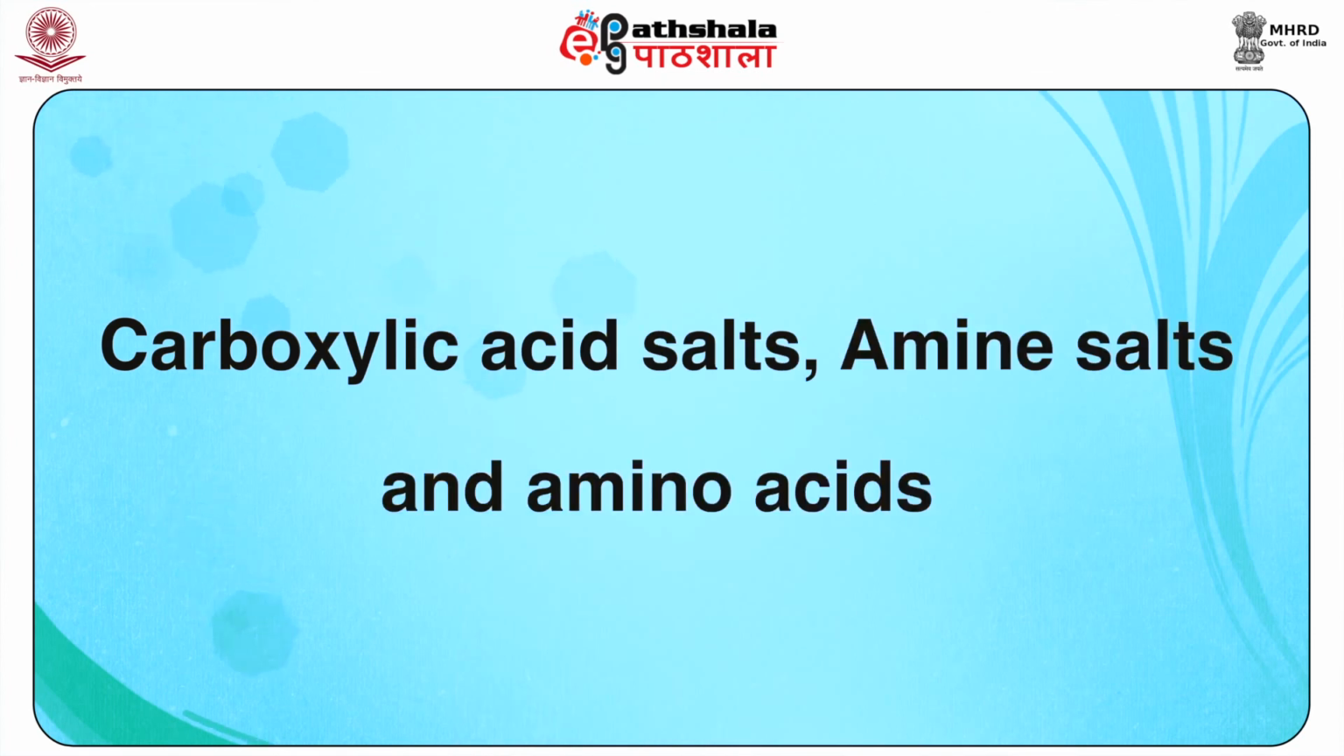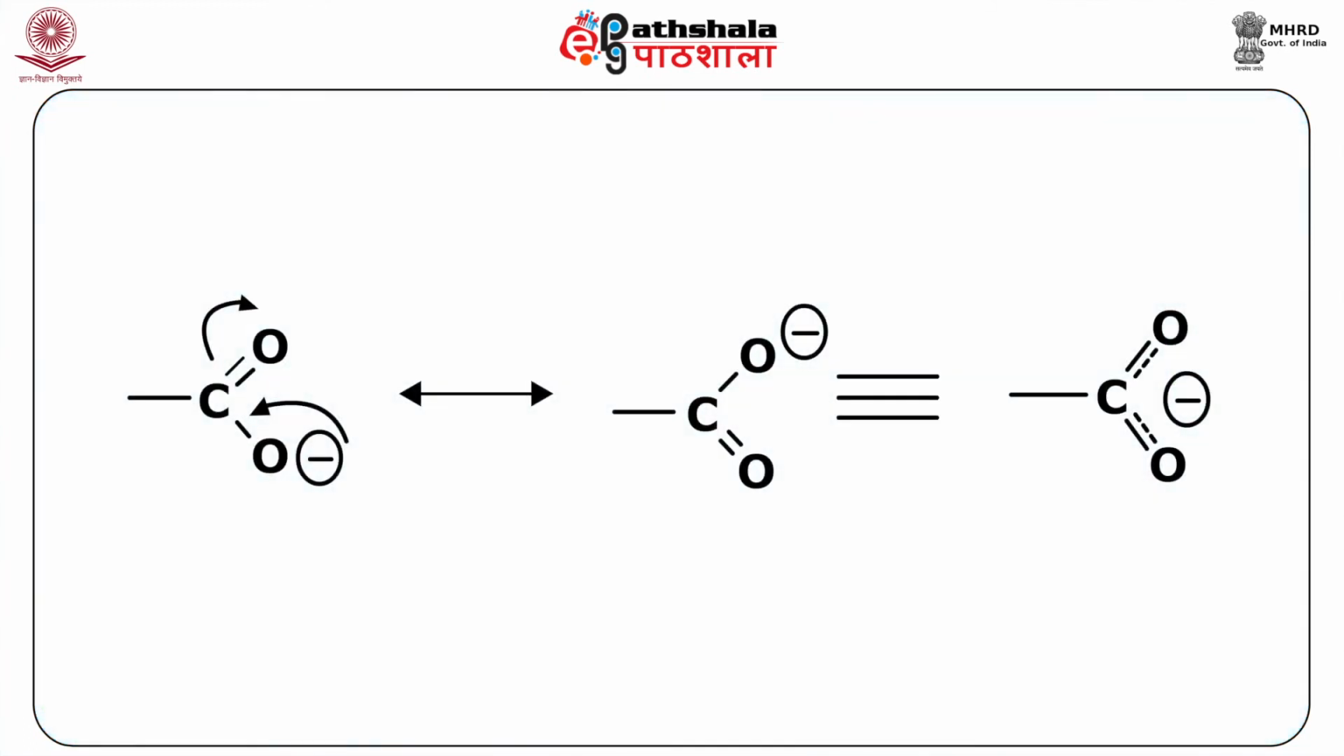Next we come to the functional group series of carboxylic acid salts, amine salts, that is NH4+, RNH3+, R2NH2+, R3NH+, and amino acids. Now we look into details of their stretching frequency values. In carboxylic acid salts, the C=O stretching frequency appears at lower frequencies, in the range of 1600 to 1400 cm⁻¹, from the value found for the parent carboxylic acid due to partial carbon-oxygen double bond character.